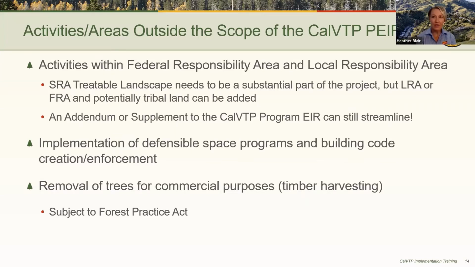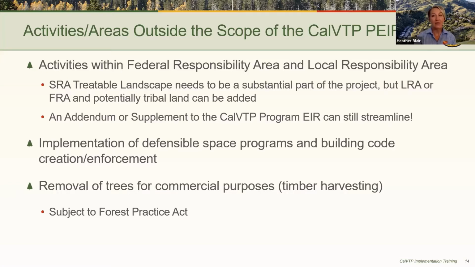So as will be covered in more detail in part 2 of this training, projects that are within the scope of the CalVTP program EIR are those that are consistent with the treatment types and activities that are described in the program EIR, that are within the treatable landscape, and that are consistent with the impacts that are analyzed in the program EIR. And so it follows that projects that are outside of the treatable landscape are outside of the scope of the program EIR. However, an addendum to the program EIR can be used to address these circumstances and still streamline CEQA. And we'll be addressing how to prepare an addendum in more detail in part 2.